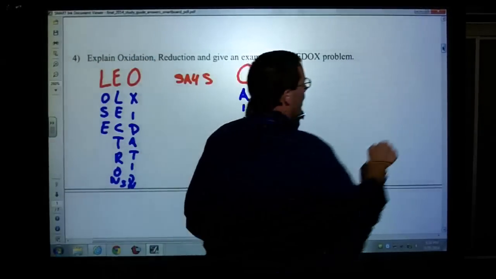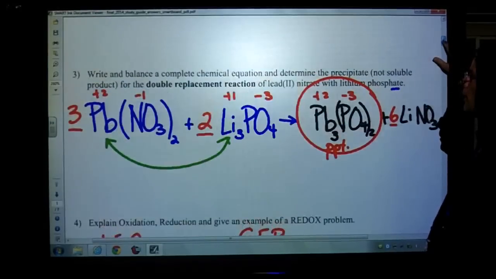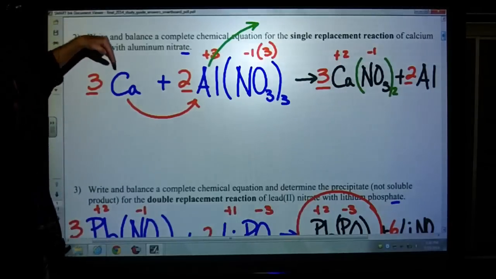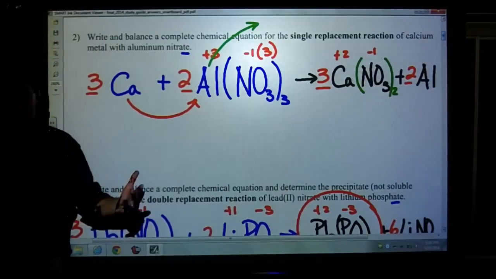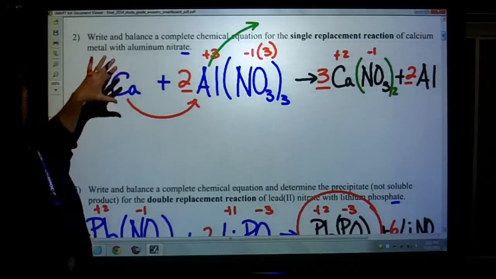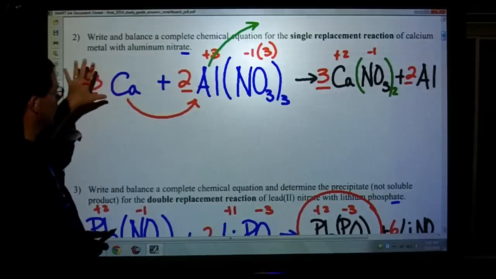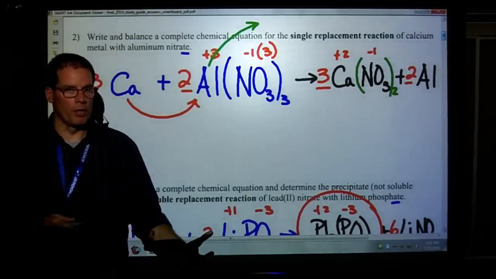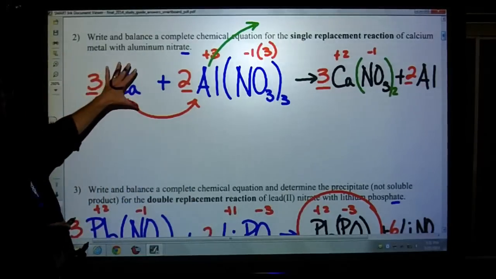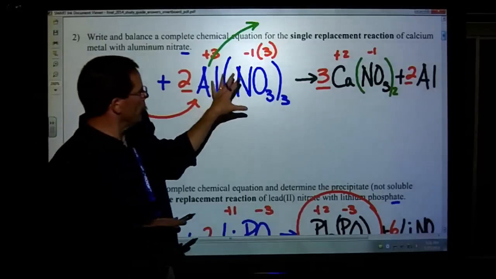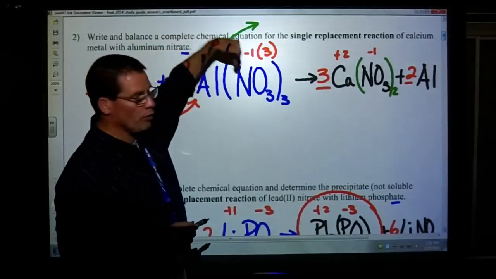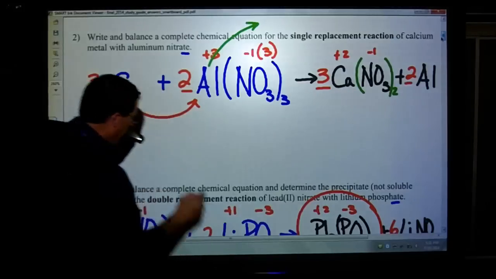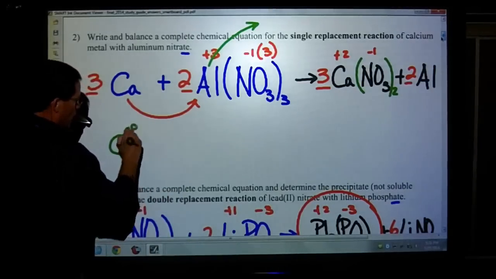So let's take a look at this example back here where I'm looking at the calcium. Calcium right here, and I didn't write a charge above it because I wasn't balancing it. But what is calcium's charge all by itself? Very good. It has no charge. It doesn't have a charge until it's with something else. Kind of like when somebody's all by themselves, they shouldn't be excited. They should get excited or have a charge when they're with somebody else. Nice analogy. So in this case, calcium has no charge.